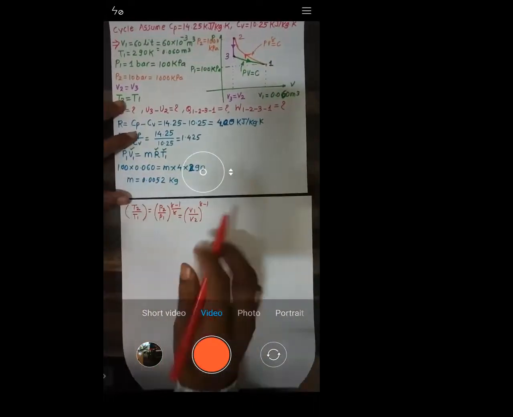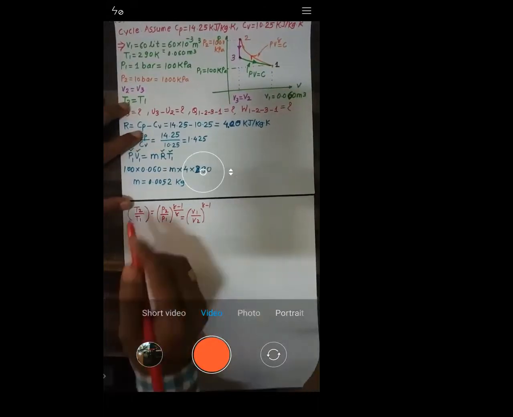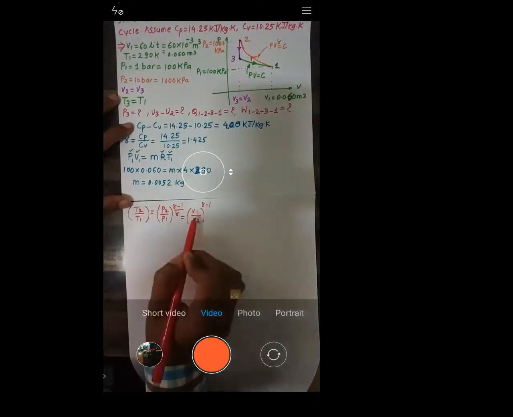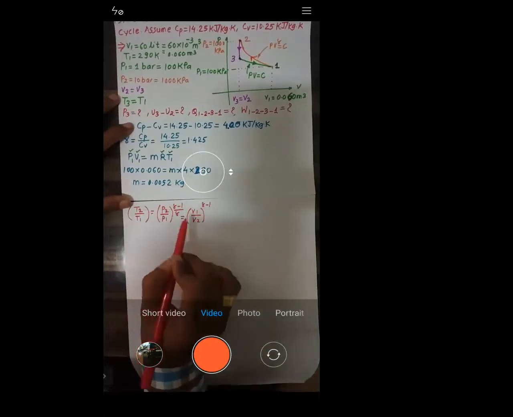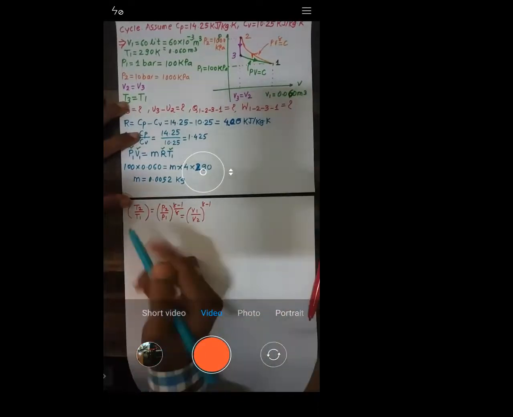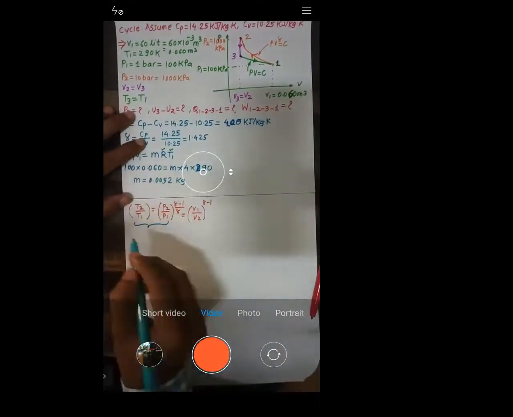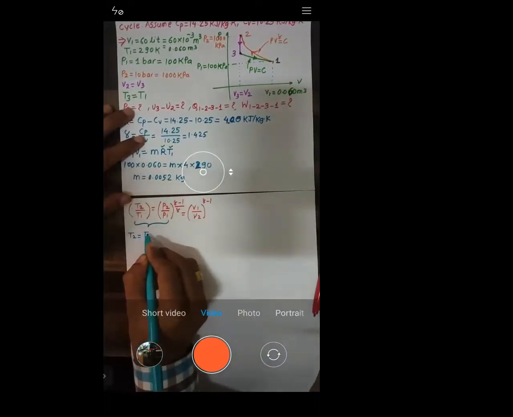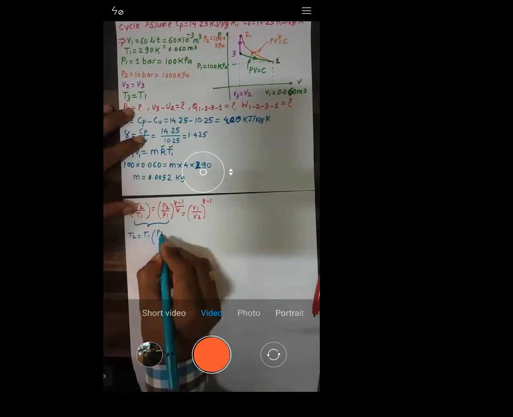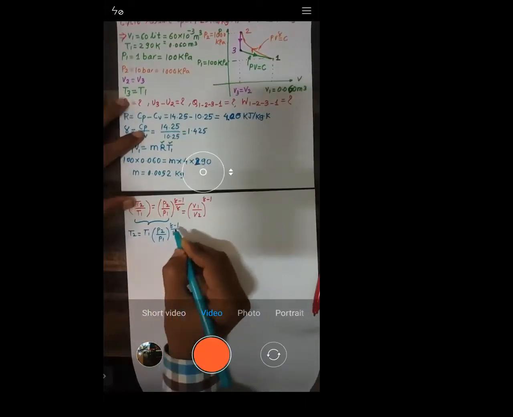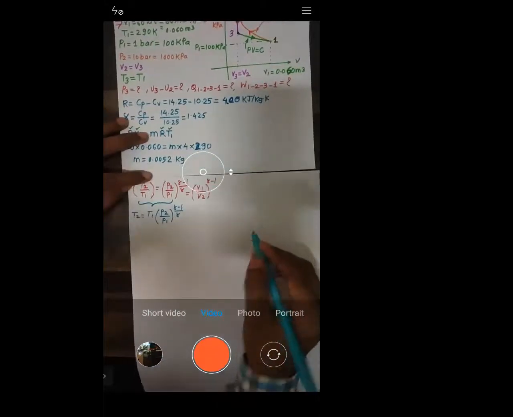Now I'm interested to get the value of T2. Similarly, I should know P2 and V2. So T2, P2, and V2 I should know. For that, initially I will equate these two terms. When I equate these two, what value of T2 will I get? T2 is equal to T1 into P2 by P1 raised to power gamma minus 1 by gamma. Check it. You'll get this value.